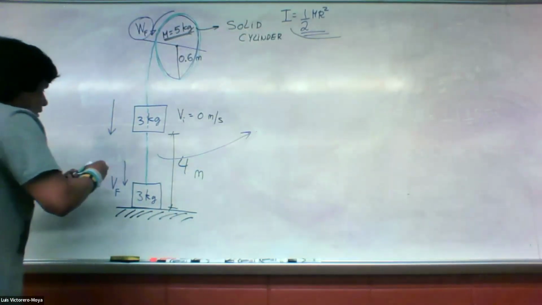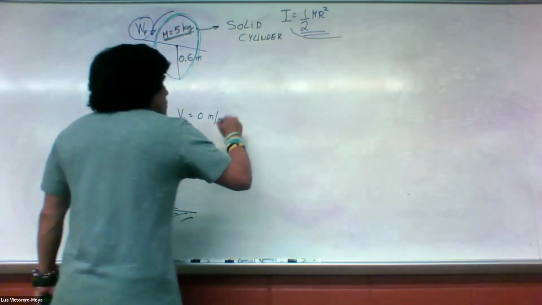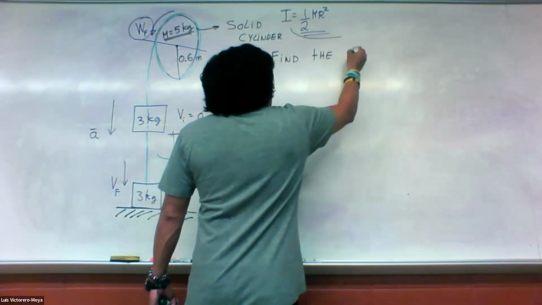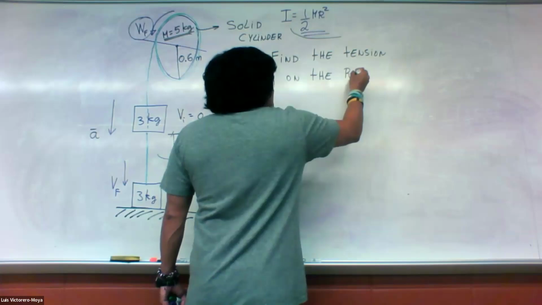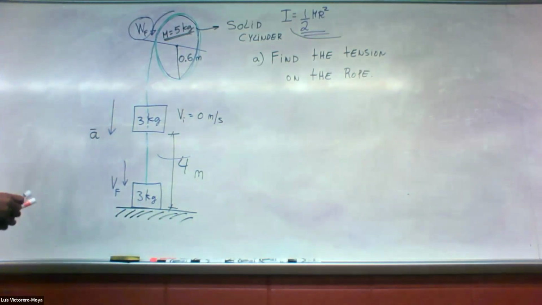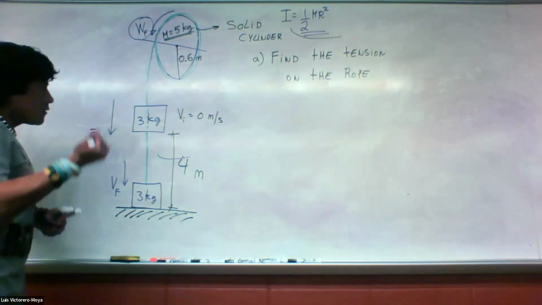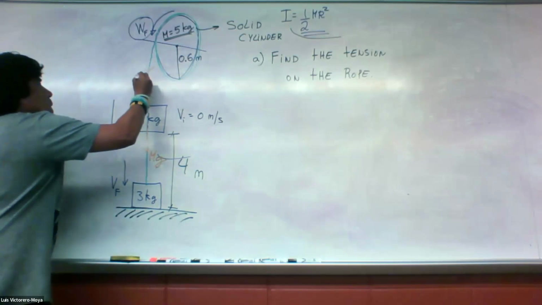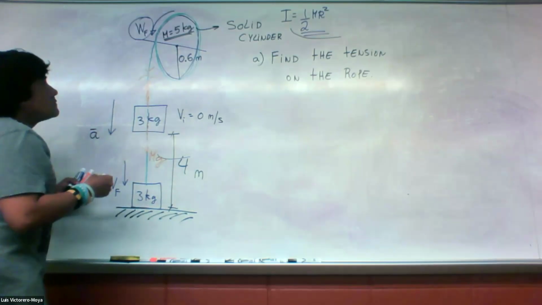You have this mass, it's accelerating downwards. Let's say that you were being asked to find the tension on the rope. So what are the forces acting here as it's falling towards the ground? mg. What else is acting there? Tension.